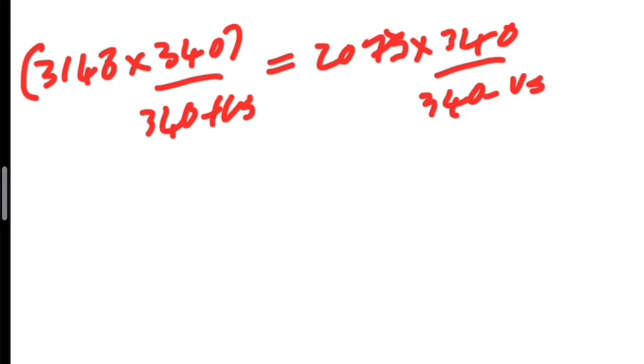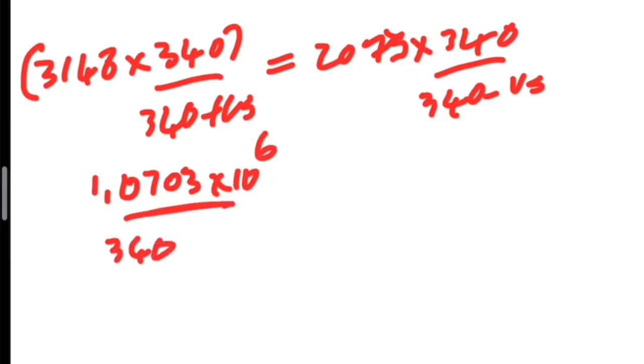No, that is wrong. I substituted the wrong thing. Let me put it in scientific notation because I'm getting a very big number. When I do that, I'm getting 1.0703 times 10 to the power 6, divided by 340 minus Vs.